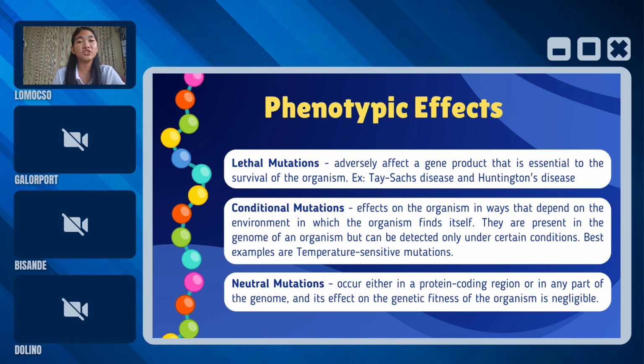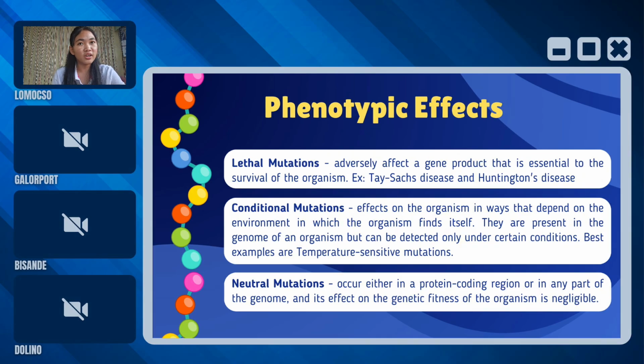Next, we have the conditional mutations. Conditional mutations affect organisms in ways that depend on the environment in which the organism finds itself. So they are present in the genome of an organism, but can be detected only under certain conditions. One of the best examples of conditional mutation is the temperature-sensitive mutations.